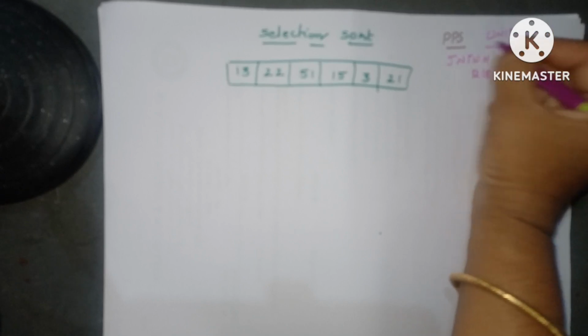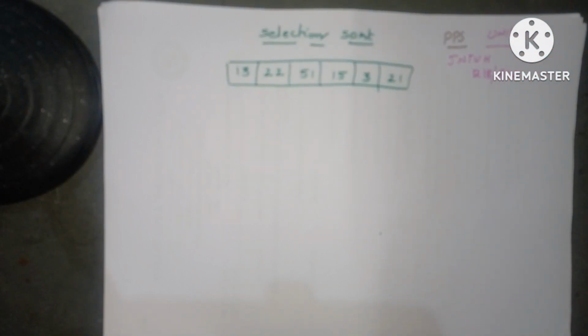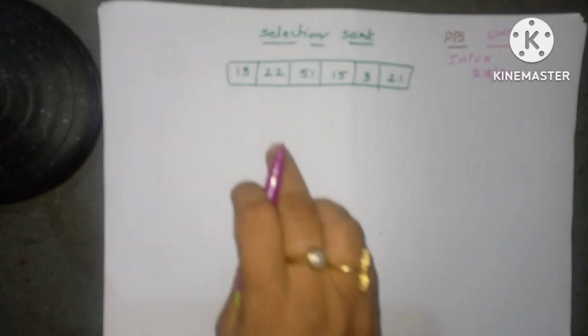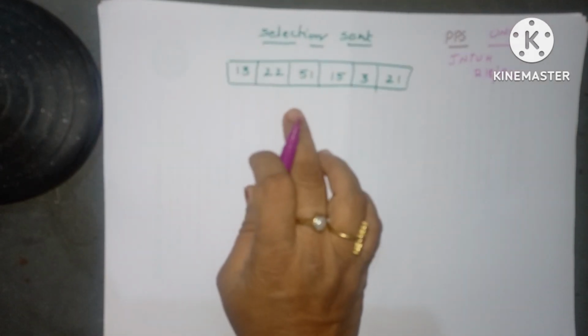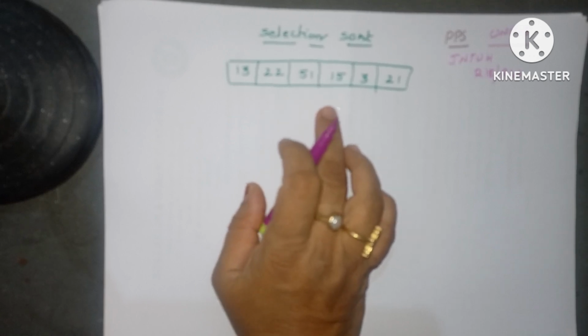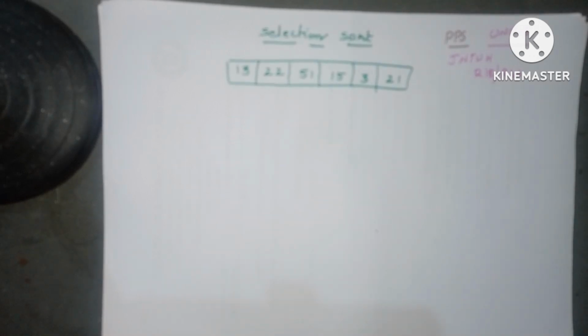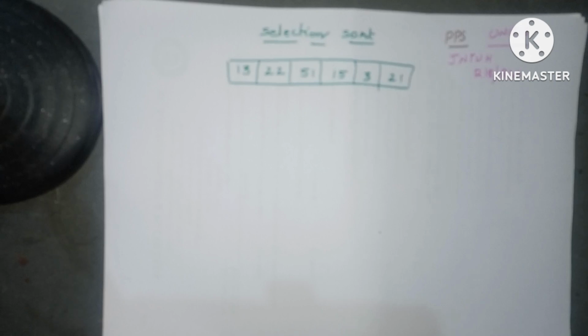Algorithm for selection sorting and numerical example. First I will explain with the numerical example. This is a set of elements, a list of elements: 13, 22, 51, 15, 3 and 21. Now the question is coming like this. Consider the list of elements 13, 22, 51, 15, 3 and 21. Arrange all these elements in order using the selection sort algorithm.